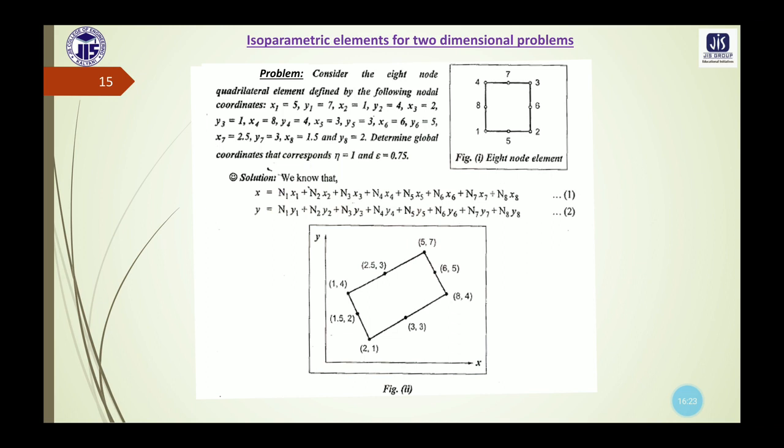So for this 8-noded quadrilateral element, the coordinates corresponding to its different nodes are given, and we need to determine the global coordinates that correspond to eta equals 1 and epsilon equals 0.75. First we will write the formula of the coordinate, that is x equals N1 x1 plus N2 x2 plus N3 x3 plus dot dot up to N8 x8. So this is our equation number 1. And the value of y is N1 y1 plus N2 y2 plus N3 y3 plus dot dot up to N8 y8. So these equations, equation number 1 and 2, are known to us.